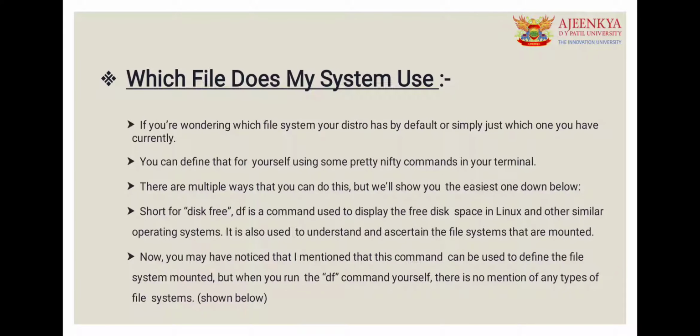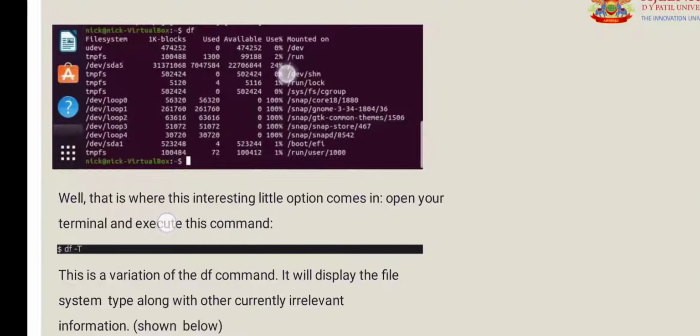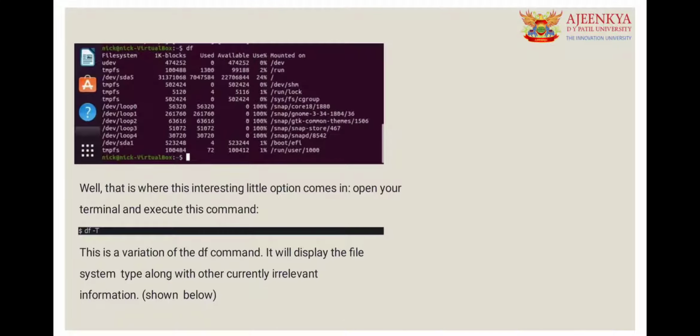Which file system does my system use? Firstly, df, short for disk free, is a command used to display the free disk space in Linux and other similar operating systems. It is also used to understand and ascertain the file systems that are mounted. So first we can see in the first row where df is there. Open your terminal and execute this command. We can see the output down here.